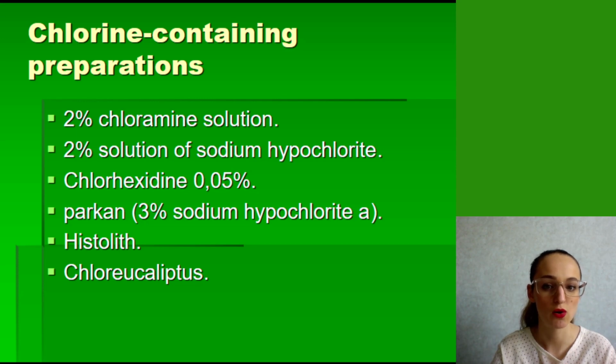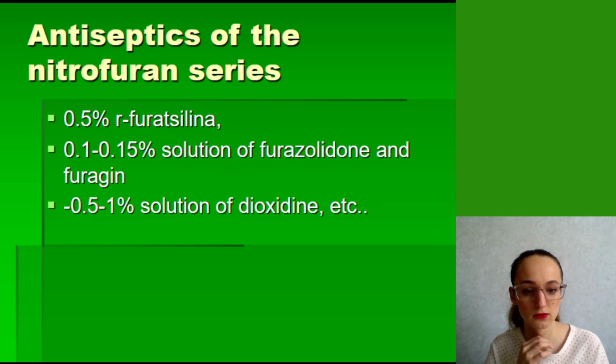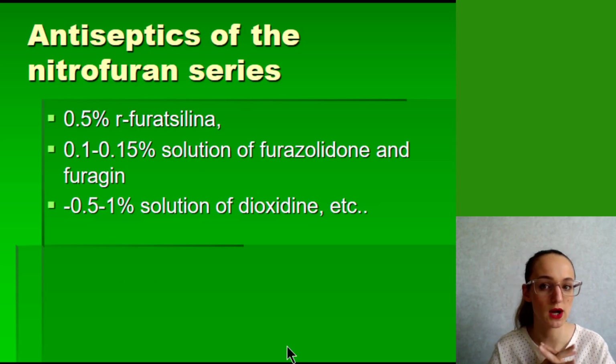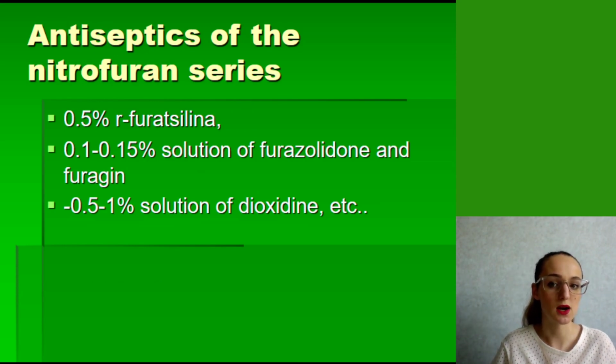Then a solution of 3% sodium hypochlorite, Septocal solution, histolith, and chloreucalyptus. Antiseptics of the nitrofuran series: 0.5% solution of furacilin, 0.1 to 0.15% solution of furazolidone and furagin, and 0.5 to 1% solution of dioxidine.